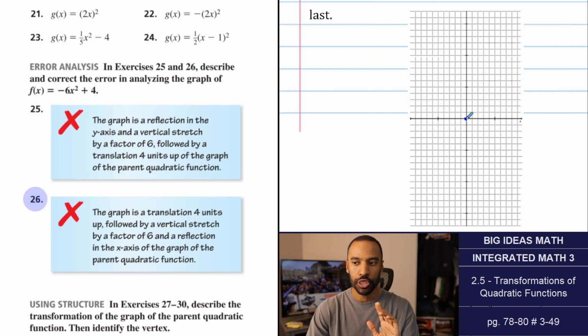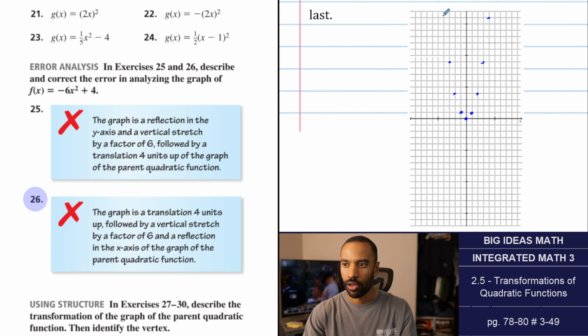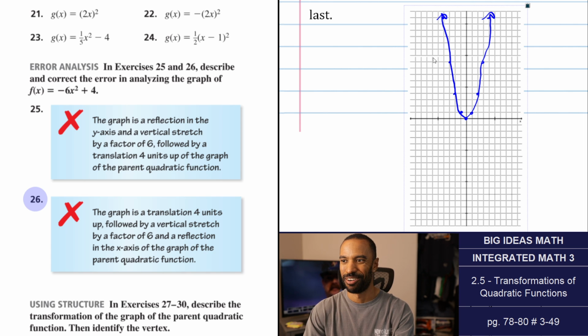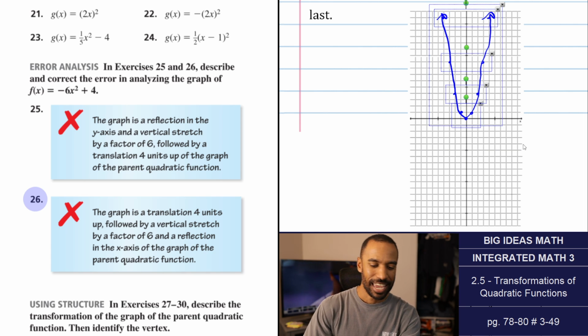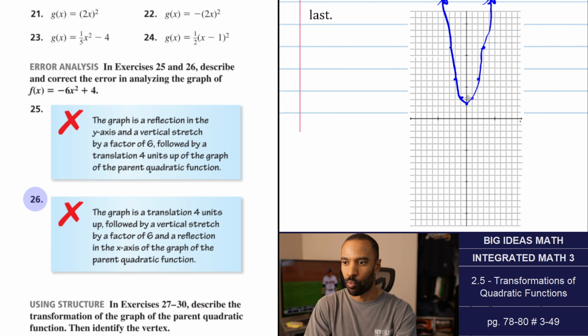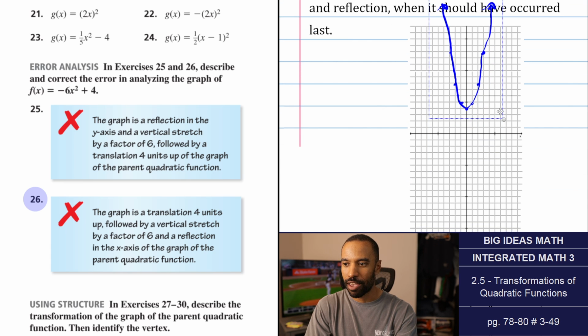Keep in mind, they're thinking of the parent function. They're saying, I already have my parent function drawn right here. Boom, boom, boom, boom, and 4, 16. All that kind of stuff, right? I have this graph. It's going to look a little sloppy, sorry. But I have this graph here, and they're thinking, do this to it. They're thinking, take this guy, translate it 4 units up. 1, 2, 3, 4.